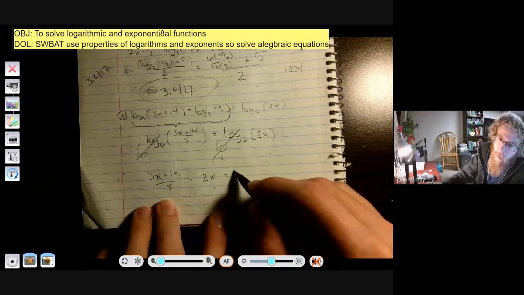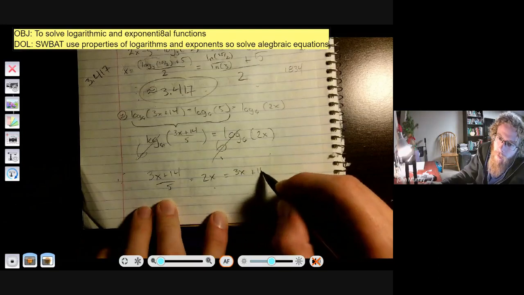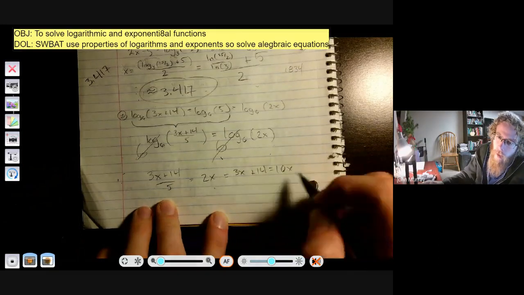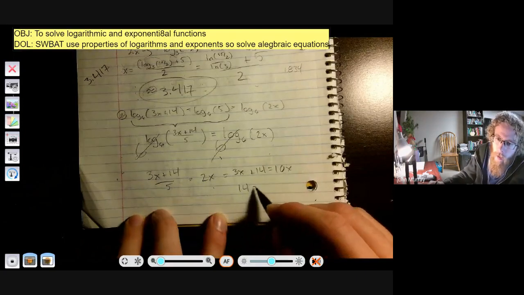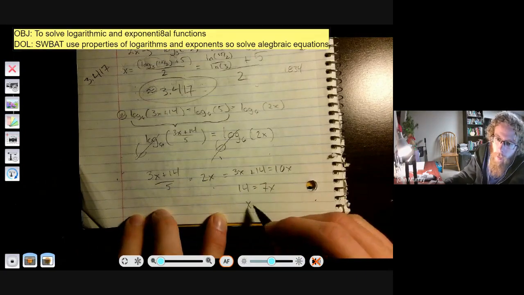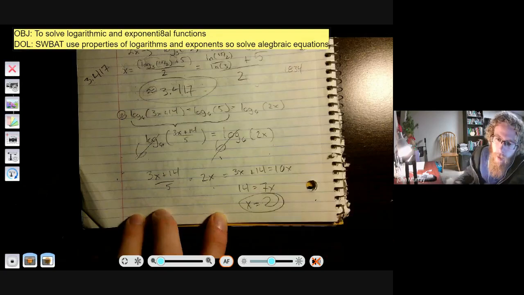So you multiply both sides by 5. We subtract 3x from both sides, and we divide by 7.